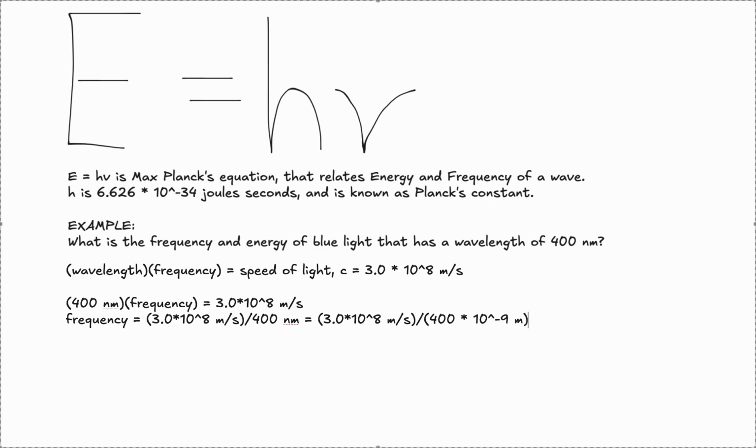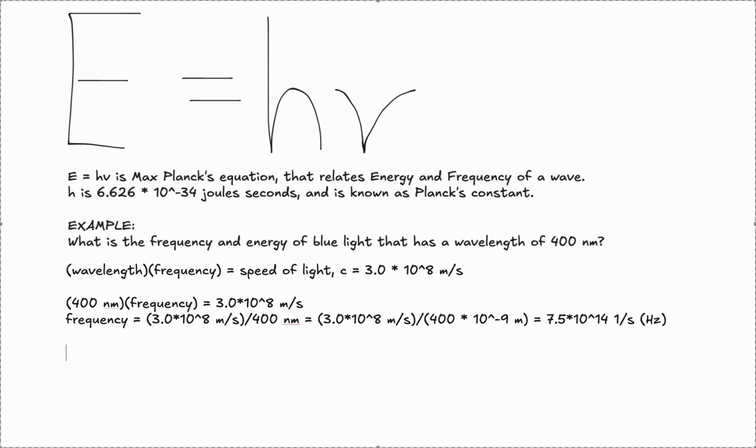Alright? Now, when you do this calculation, it ends up being about 7.5 times 10 to the power of 14 1 over second. The unit of frequency over here is 1 over second, and it is also known as hertz. If you're a musician, you'll know about hertz. It's how you tune your instrument and more.